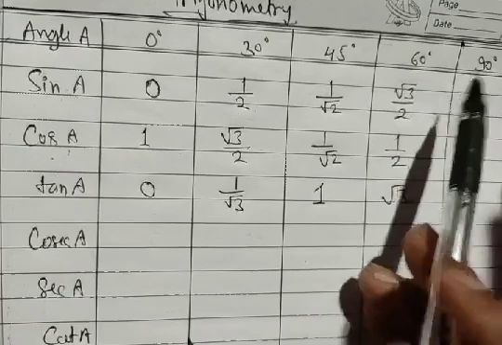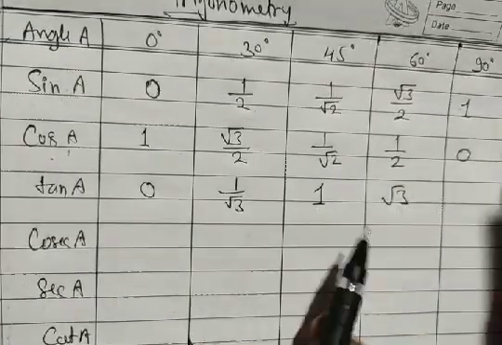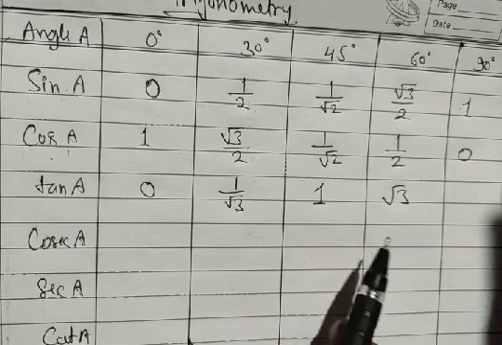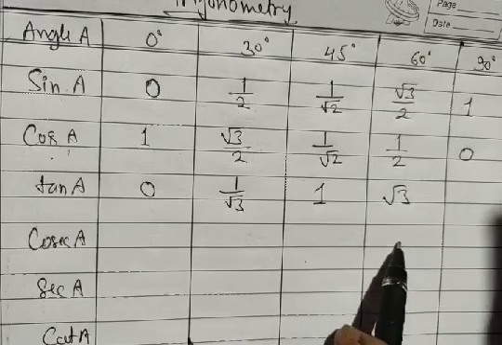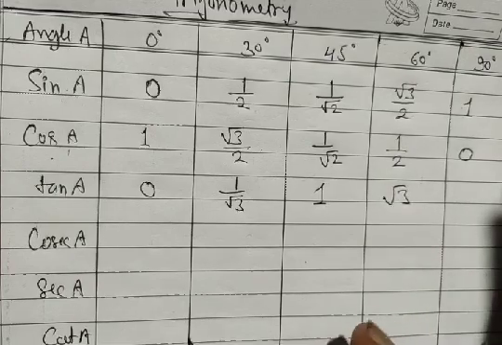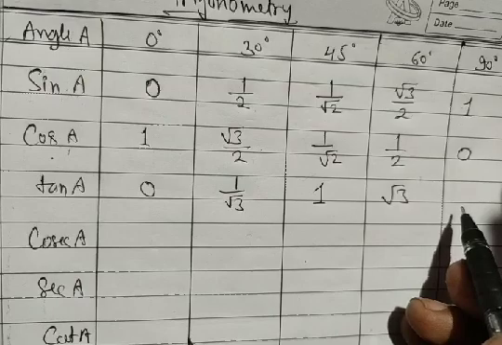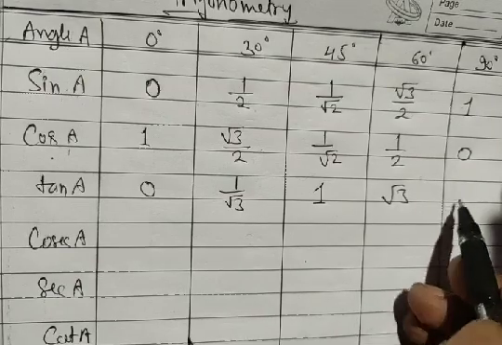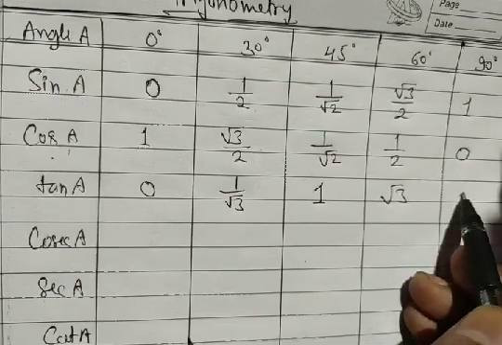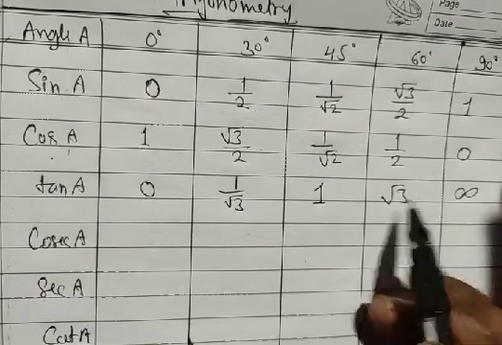What is the value of tan 90? It's 1 upon 0. Yesterday we discussed that whenever there is a 0 in the denominator, it is an undefined term, not defined. So 1 by 0 is infinity; also we can write here not defined.